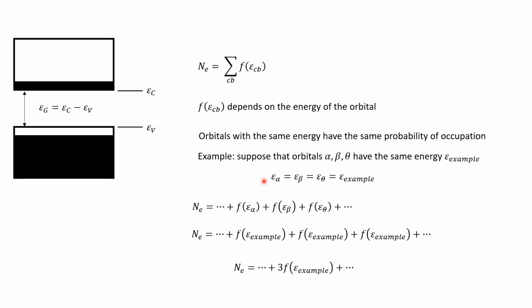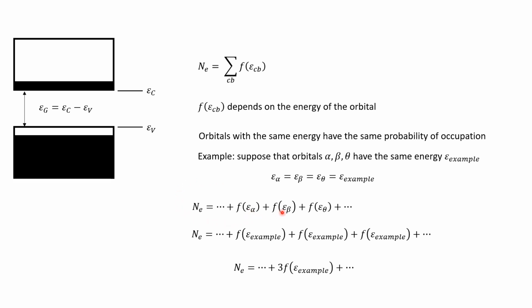So in the previous lecture, we calculated the sum adding orbital by orbital. So we did a sum that looks like that. We added all orbitals, then we came to the contribution of orbital alpha, the contribution of orbital beta, and then the contribution of orbital theta, and kept summing. So that's what we did in the previous lecture.